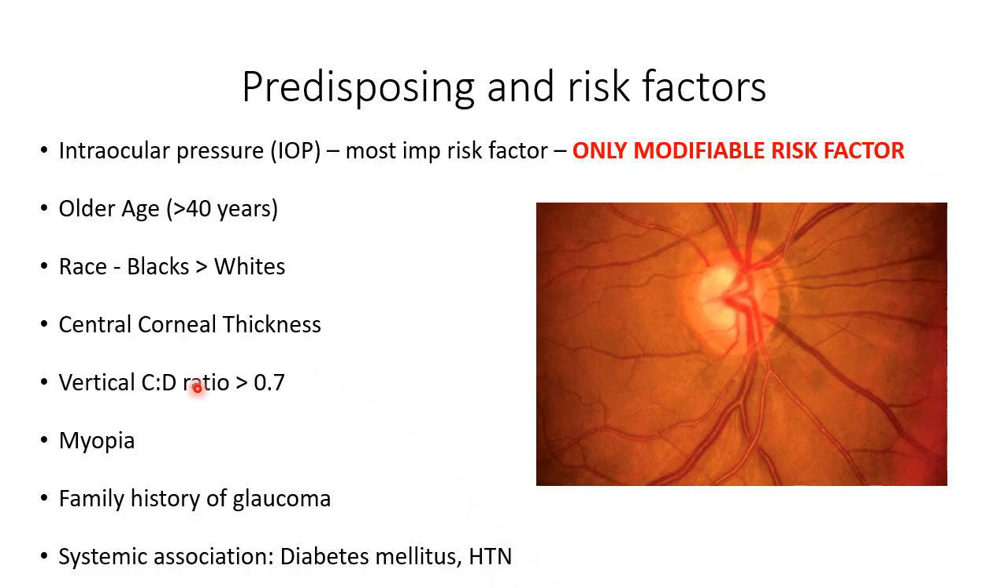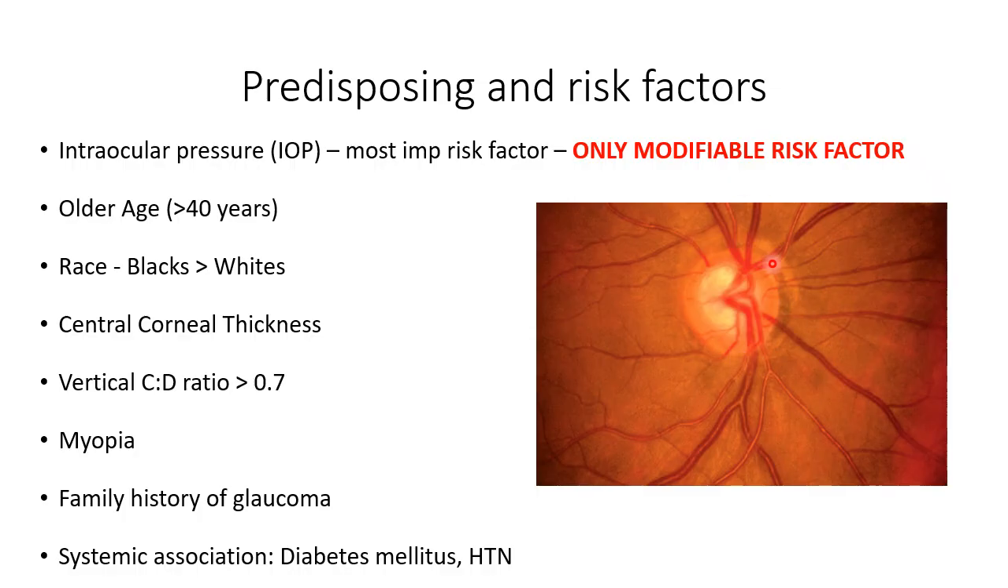Vertical CD ratio. Now this CD means cup-disc. This is the fundoscopic appearance of the optic nerve head. That pale part in the center is the optic cup. The entire thing is the optic nerve head or the optic disc, and this pink rim that you see is the neuroretinal rim.